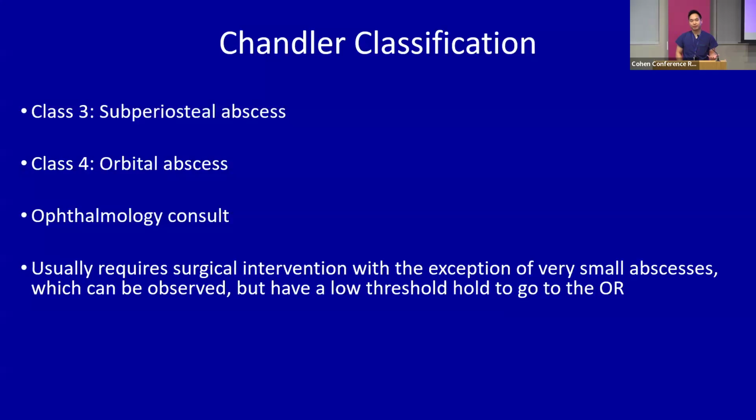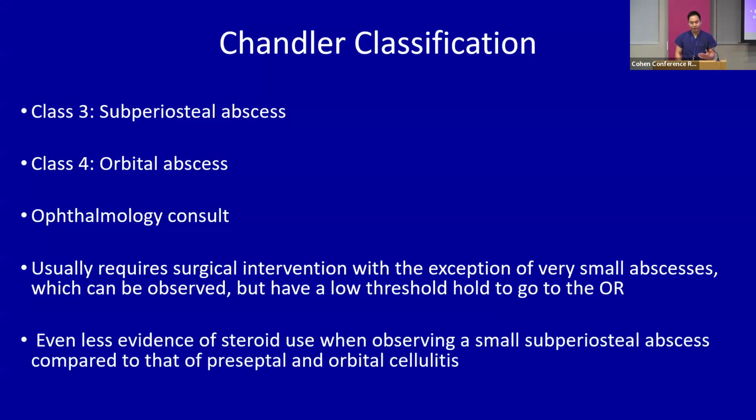So usually these require surgical intervention, and then I'll talk very briefly about some studies that show you don't always have to intervene on very, very small subperiosteal abscesses, but the data is still a little bit fuzzy about who would be a good candidate. And regarding steroids for observing a small subperiosteal abscess, again, I prefer not to give steroids if there's an abscess there already. I'd rather not mask some of the symptoms that can hint to me that there's progression.